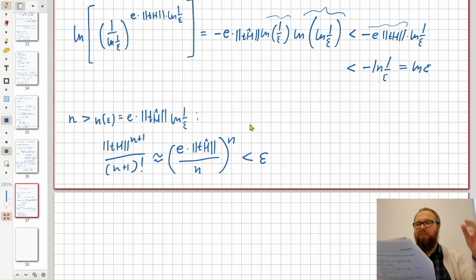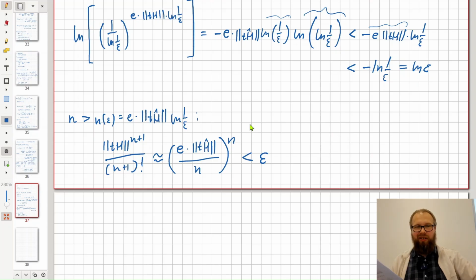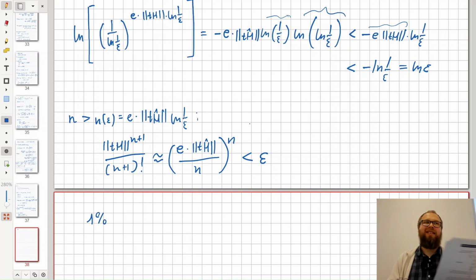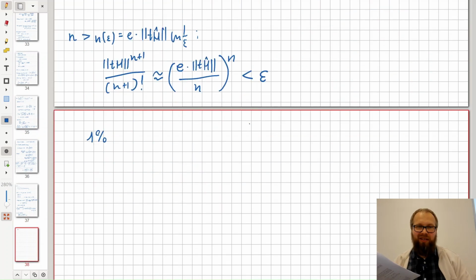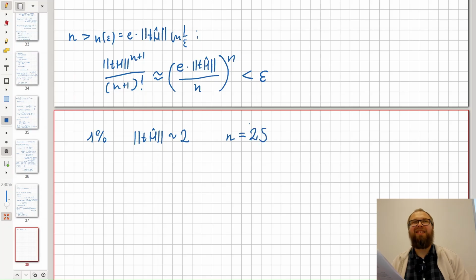But for example, if you want accuracy of 1%, okay, for time th of order 2, so bigger than 1, I estimate that you would have to calculate around 25 terms. It's kind of bad.